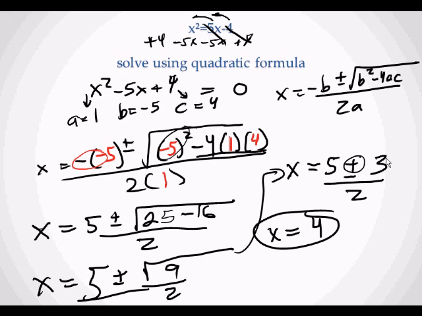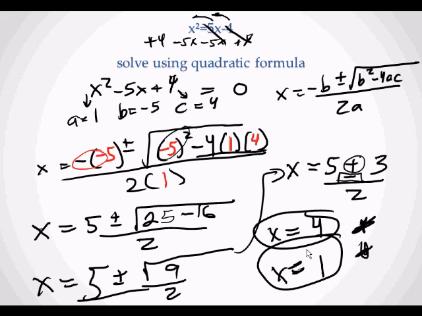X equals, let's use plus. 5 plus 3 is 8. 8 divided by 2 is 4. You see how one answer is 4. The second answer, 5 minus 3. Now we're going to use minus. 5 minus 3 is 2. 2 divided by 2 is 1.